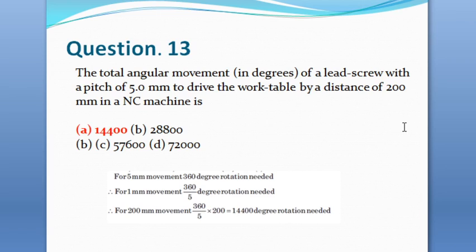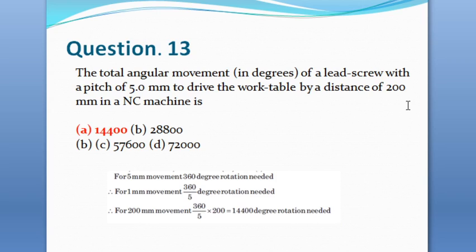The distance value is given as 200 mm. Therefore, for one revolution, 360 divided by 5 degree rotation is needed per mm. For 200 mm, 360 divided by 5 into 200, we get 14,400 degrees of rotation needed for linear movement of 200 millimeter of the machine table.